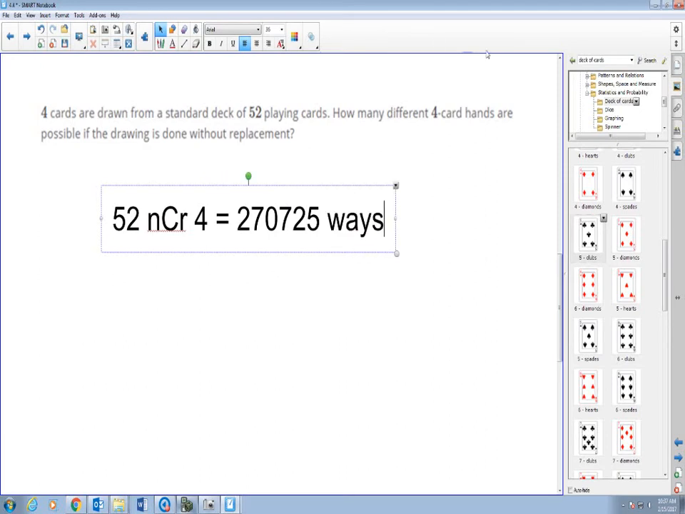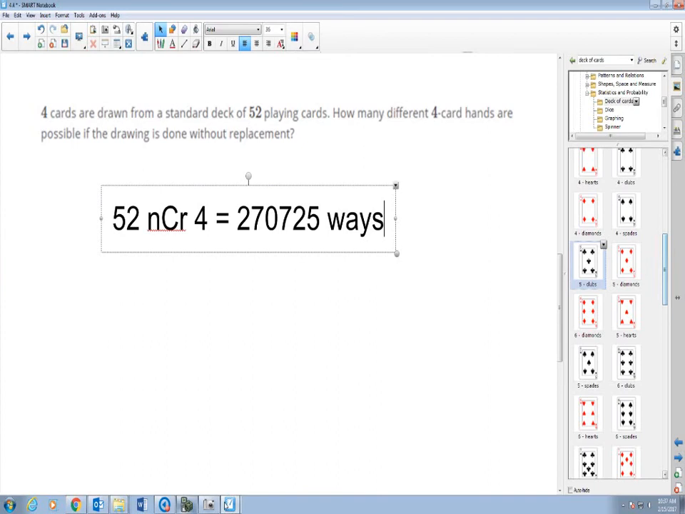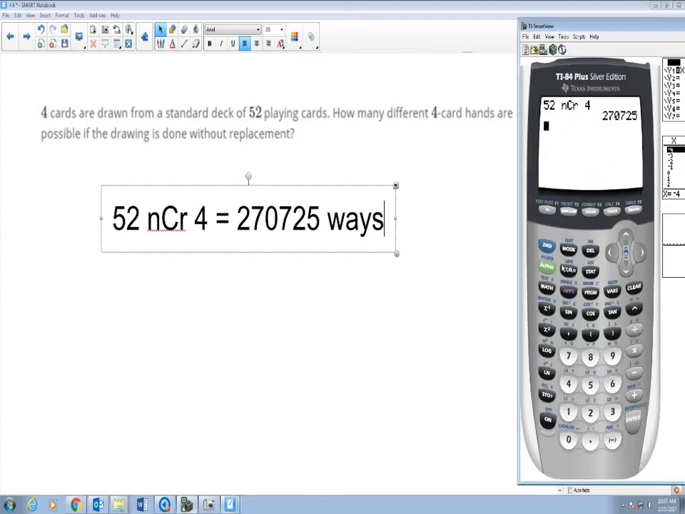Okay. Now, most of the time when we play poker, it's a 5-card draw. So if you do 52 choosing 5, and because which card comes first does not really matter in a regular 5-card draw, that will give you this many hands that are possible.